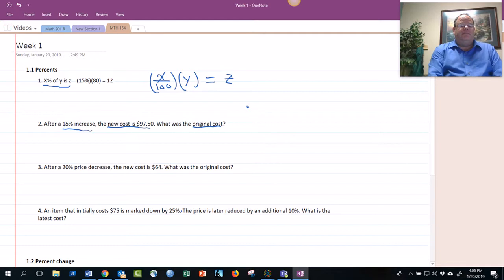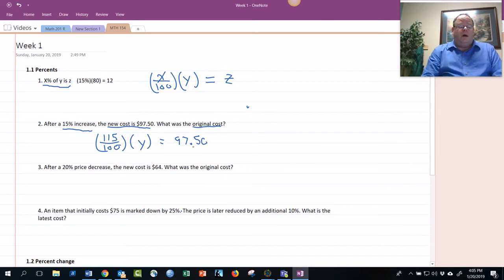So after a 15% increase. The trick to this is to realize, remember, if you have all of something, you have 100%. So if you have a 15% increase, you've got all of it plus 15%. So a 15% increase means that you're going to have 115%. And then writing this as a fraction is 115 over 100. Right? So 115% of our original amount, which in this case is what they're asking us for, ends up being $97.50.